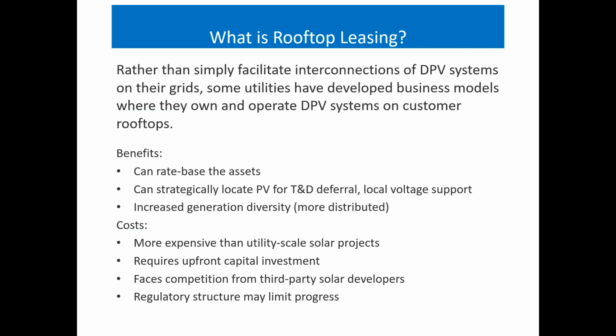Some examples of this type of rooftop leasing in the United States include the state of Arizona with APS and Tucson Electric, as well as California with the Los Angeles Department of Water and Power. In both of these instances, the utility pays the homeowner about $30 a month for 20 years in return for the ability to lease their roofs and install a utility-owned PV system. The electricity generated from these systems is then fed directly into the electricity grid and controlled directly by the utility.